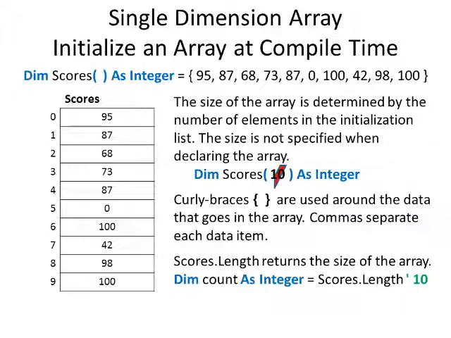scores.Length returns the size of the array. In this example, I could say Dim count As Integer = scores.Length, and what happens is I get a 10. Now notice the index values go from 0 through 9, so the highest index value that's possible is going to be 9 because we're counting from 0. The highest index value is 1 less than the size.